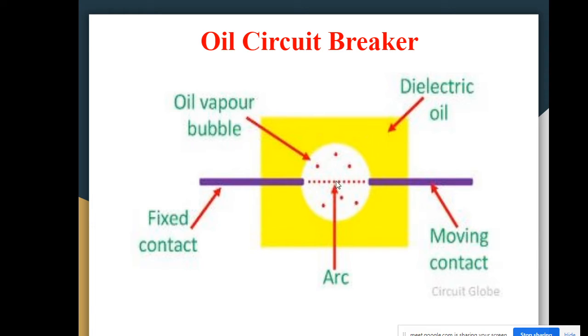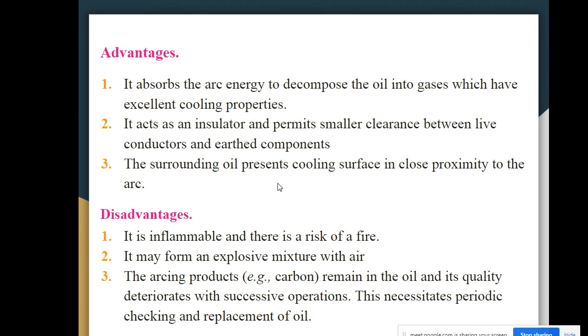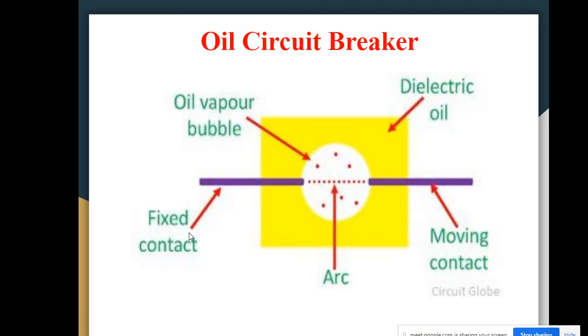Say this is the oil circuit breaker. These blue lines are the conductors, the contacts. This side is the moving contact, as you can see in the slide. This is the fixed contact. This side is the fixed contact, this side is the moving contact, and this yellow color is the oil which we are using as a medium. We discussed that depending upon the medium, circuit breakers are categorized.